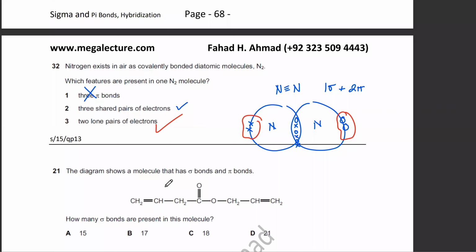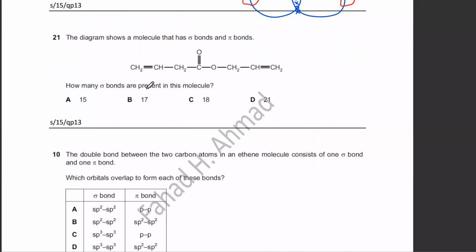Now, the next one is, you're supposed to count how many sigma bonds are present in this molecule. Remember, the first bond between atoms is a sigma bond. So what I'm going to do is rub off the hydrogens, and I'm going to draw all the hydrogen atoms. This carbon will have 2 hydrogens. This one will have just 1 hydrogen. This one will have 2 hydrogens. Then I have CH2, so that's 2 hydrogens. This one will have 1 hydrogen, and this one will have 2 hydrogens.